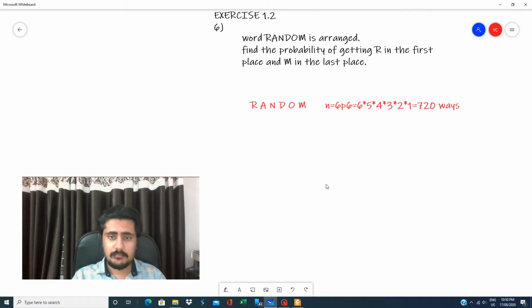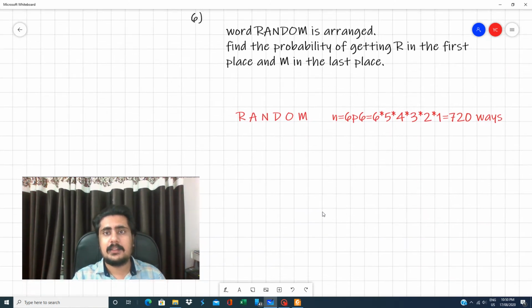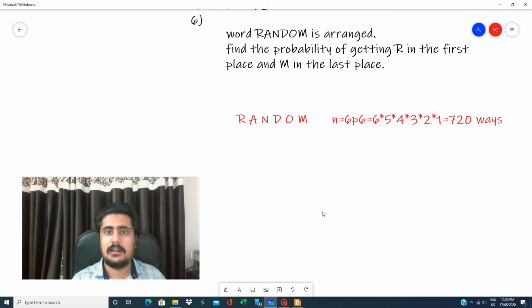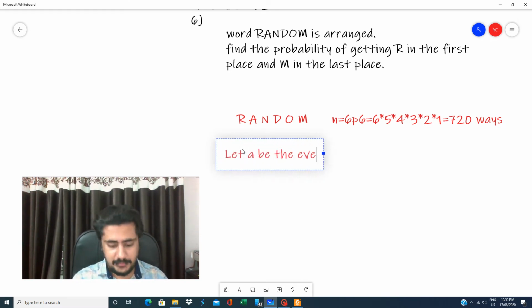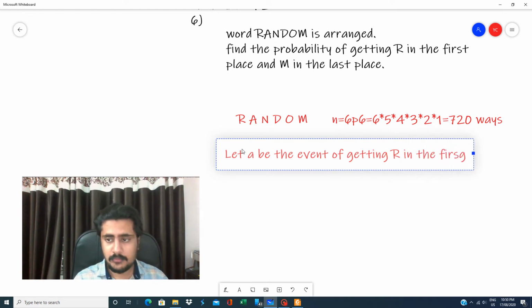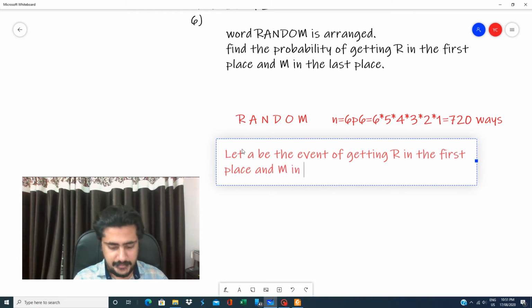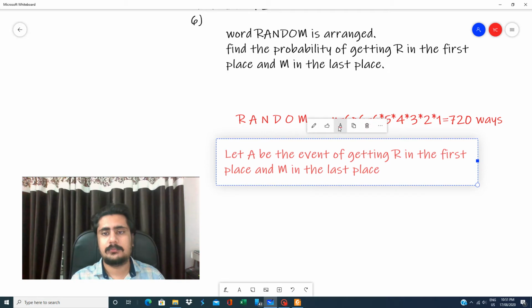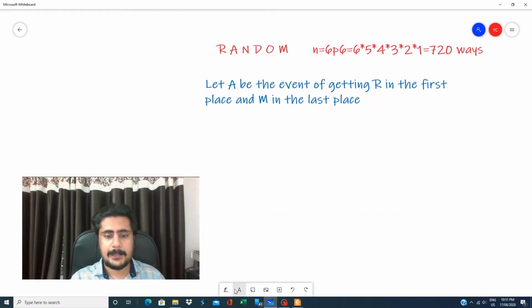Now what do you need to find? You need to find the probability of getting R in the first place and M in the last place. So let A be the event of getting R in the first place and M in the last place. Total there are 6 places: 1, 2, 3, 4, 5 and 6.